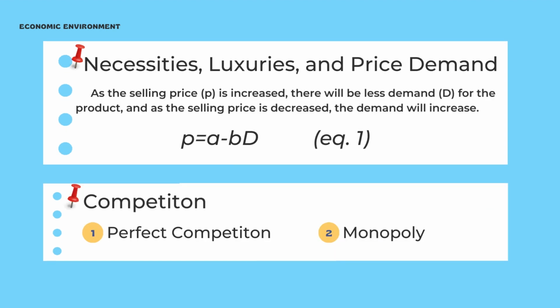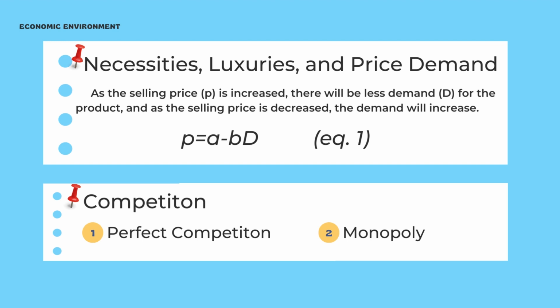Next, we have the necessities, luxuries, and price demands. The terms necessities and luxuries are relative to an individual. However, in all goods and services, there is a relationship between the price. As the selling price P is increased, there will be less demand D for the product. And as the selling price is decreased, the demand will increase. This is expressed in a linear function P equals A minus BD.